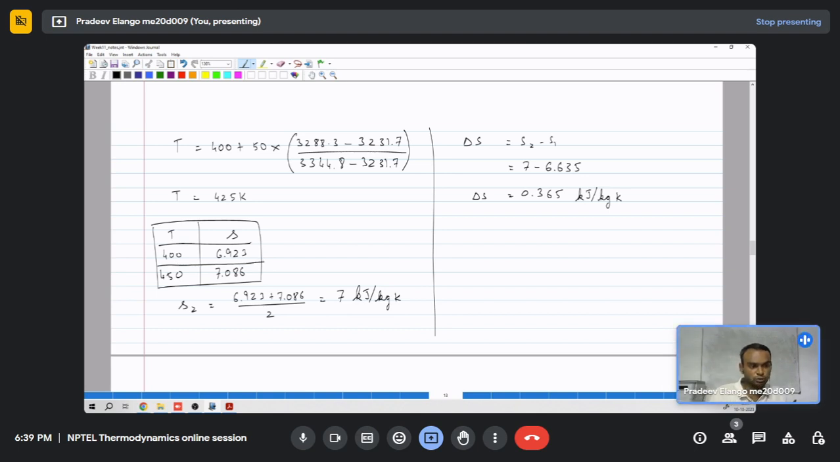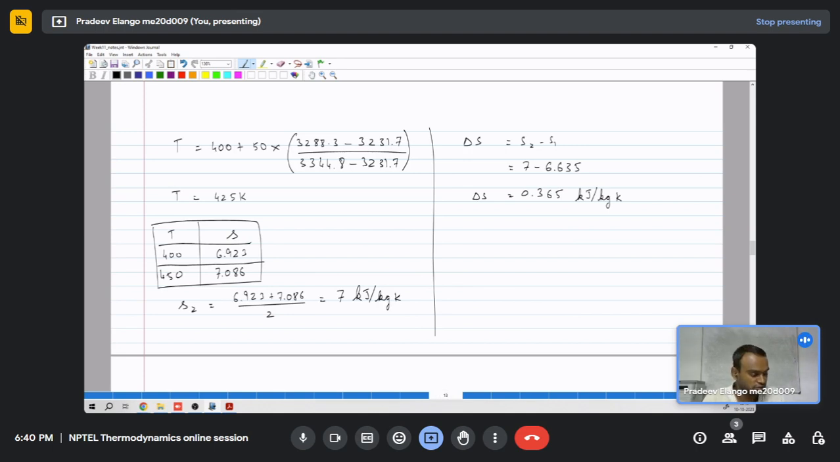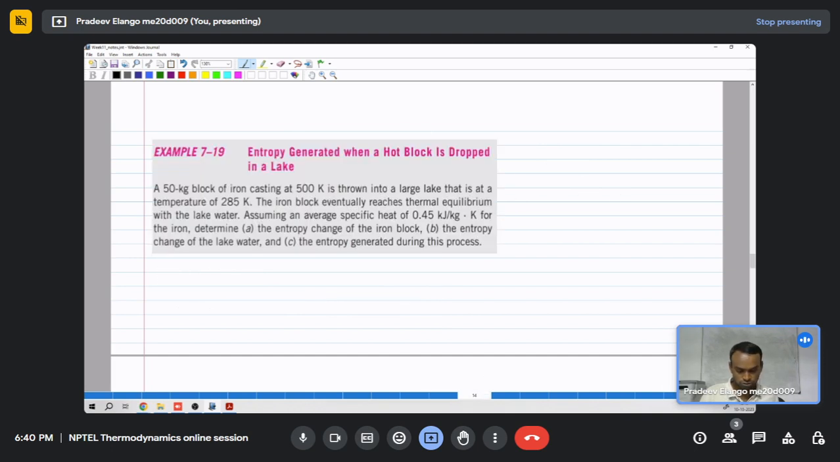So now we can see while throttling, the steam was throttled from 7 megapascal, 450 degrees Celsius to 3 megapascal. During this process we know only the enthalpy of the inlet and outlet is same. So we have taken that H1 is equal to H2, and then we found the entropy for state 1 and 2, and we can see that the state 2 entropy has increased by 0.365 compared to the initial case. If you do not have any questions, I can move on to the next problem.